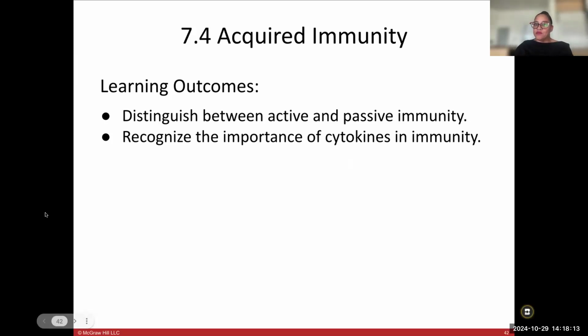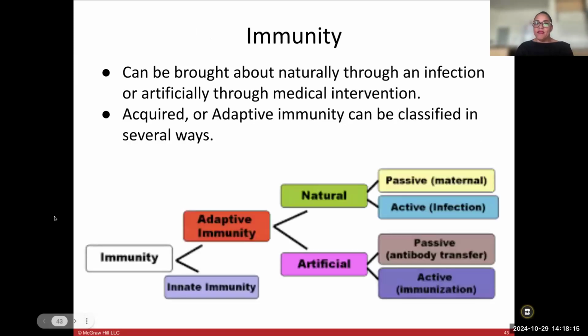Next section is acquired immunity. So immunity can be brought about naturally through an infection or artificially through medical intervention. Acquired or adaptive immunity can be classified in several ways. So we have immunity, we split that into adaptive and innate. Now we're splitting the adaptive into more categories, and we will go through all of these.